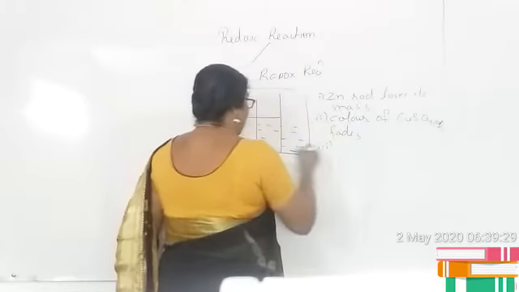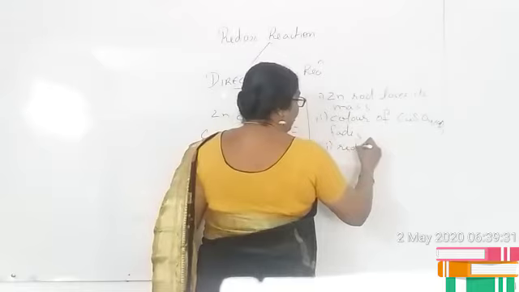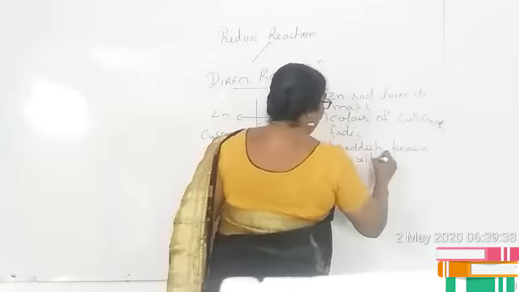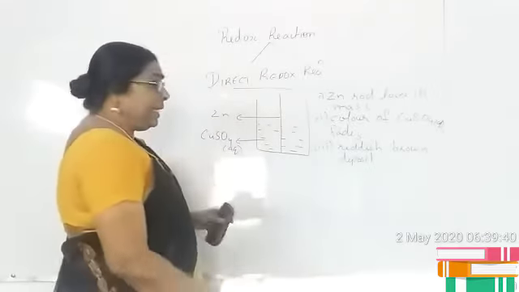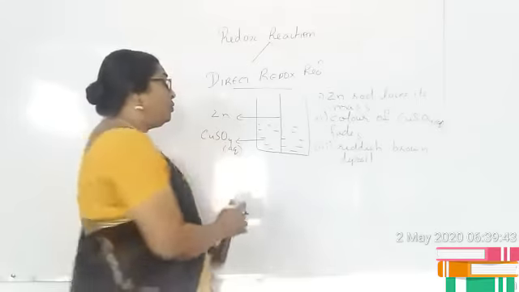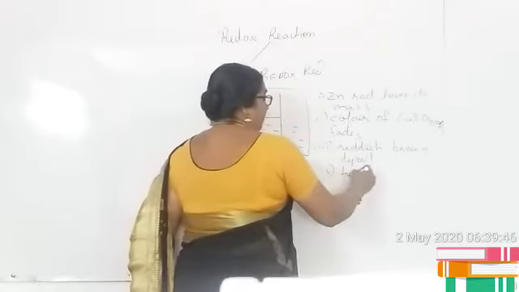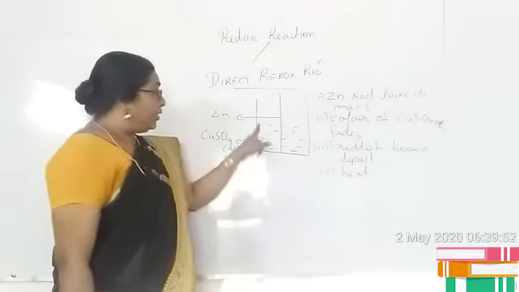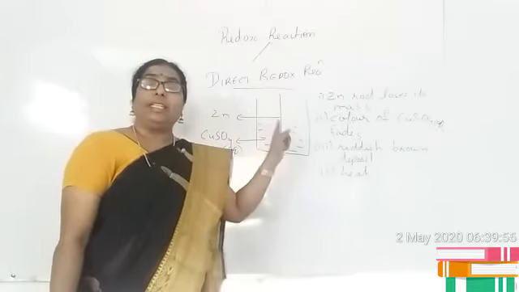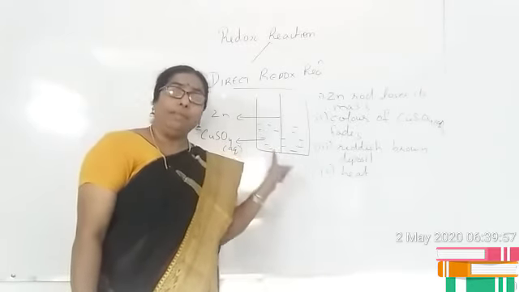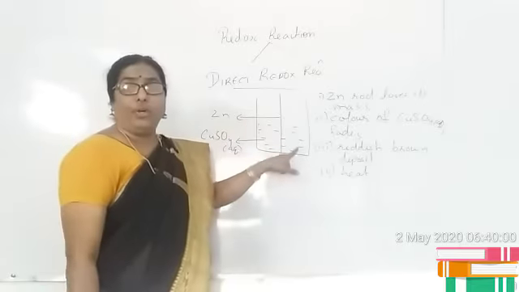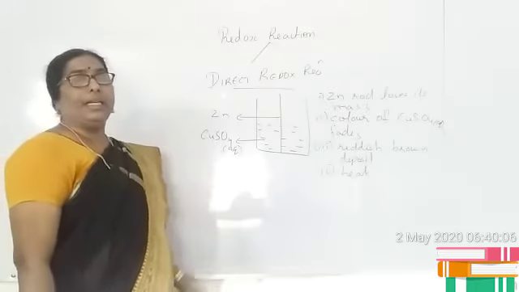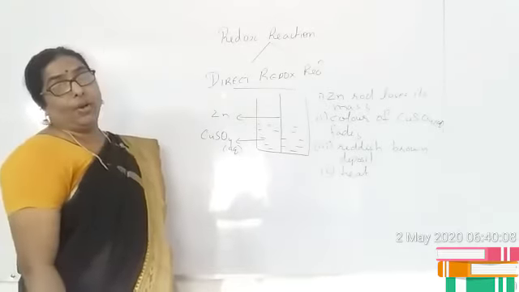Another observation is that you can see the presence of a reddish brown deposit at the bottom of the beaker. Is it clear? In addition to this, energy will also appear in the form of heat. Is it clear, children? These four observations you can see in this particular condition. So here we can see that both oxidation and reduction take place in the same container, and this type of redox reaction is termed as direct redox reaction.